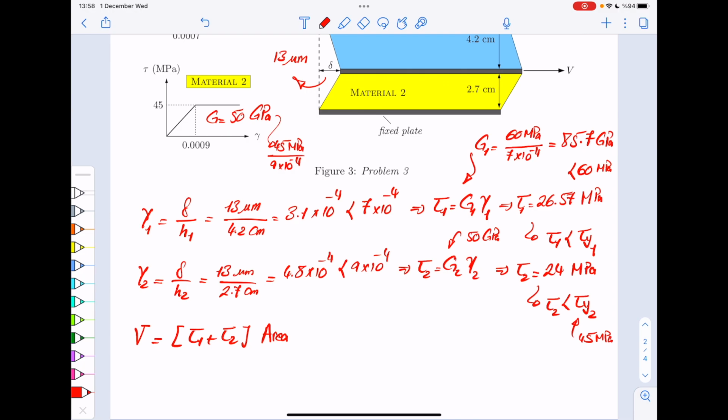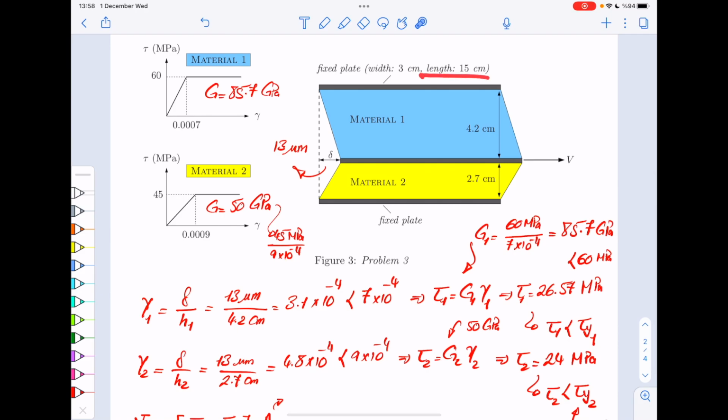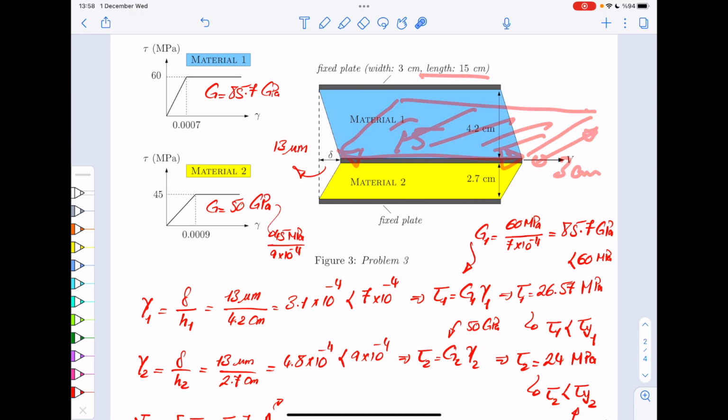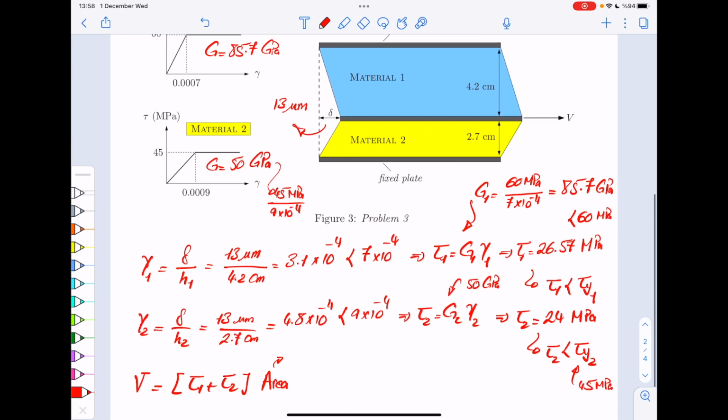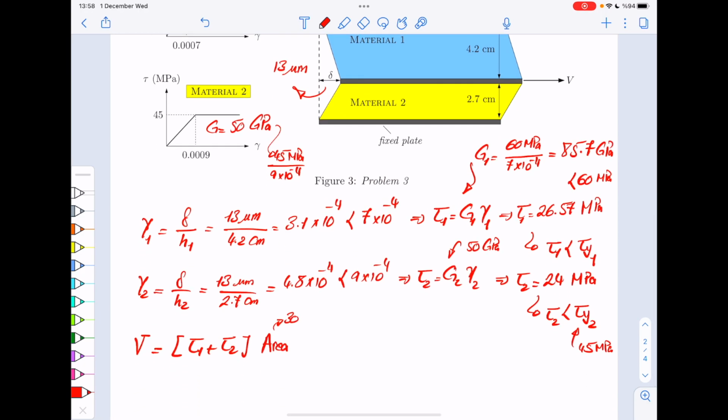Now, area of that slab in the picture, the dimensions are given. Length is 15 centimeters, and there is a width inside the plane, basically, and that width is 3 centimeters. So that gives you the area where you have these shear stresses distributed, and if you multiply them by that area, you get the shear force, V, that you need to apply. So the area is, let's say, 30 millimeters times 150 millimeters.